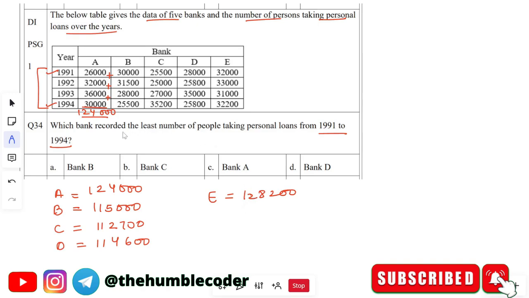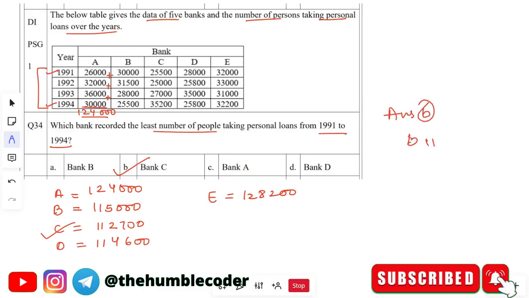Now what is asked is the least number of people. So out of this we have to tell which is the least digit. You have to check one by one and you will find out that C has the least number of people that has taken the loan from the bank from year 1991 to 1994. That is why the correct answer for this question is going to be option number B, that is bank C.